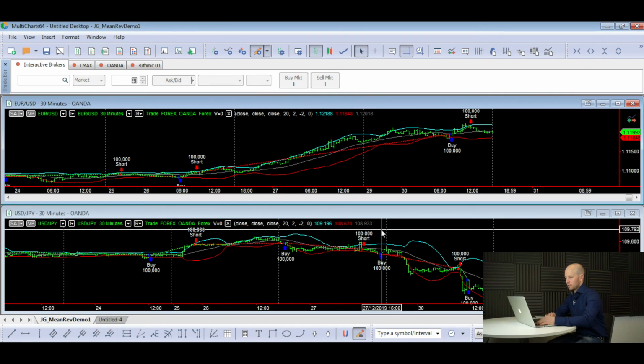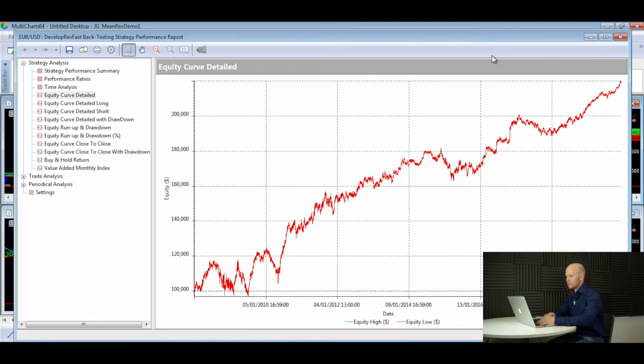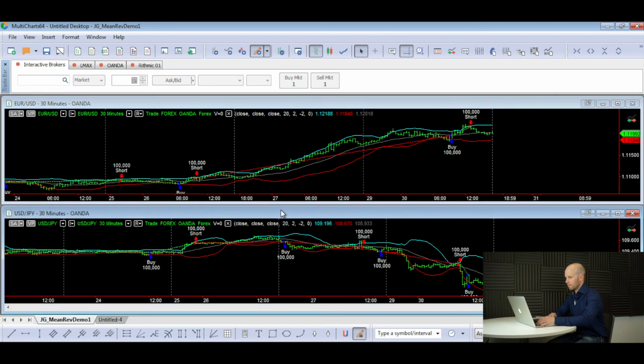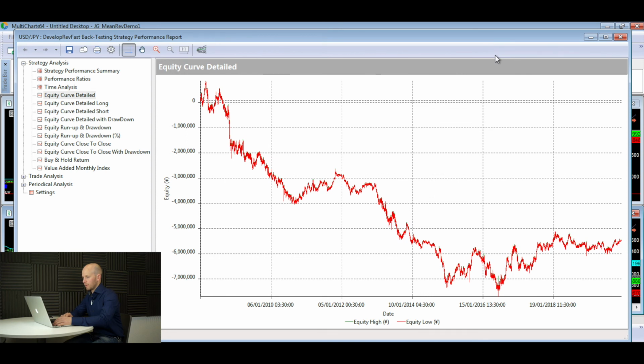Same strategy, different market, same time frame. Euro dollar, all we're going to do is look at this equity curve, and I think you'll agree it's quite a nice uptrending equity curve showing data from 2008 through to 2020. Now, how does it perform on dollar yen? As you can probably expect, it doesn't perform very well. Now, look at that. What a difference that makes. Same strategy, same time frame, but different market.